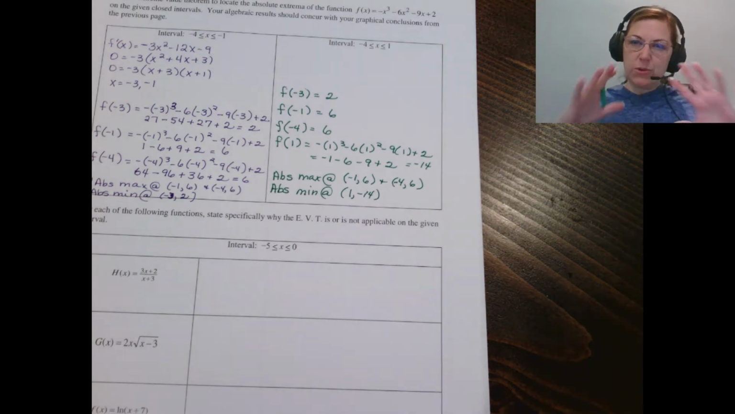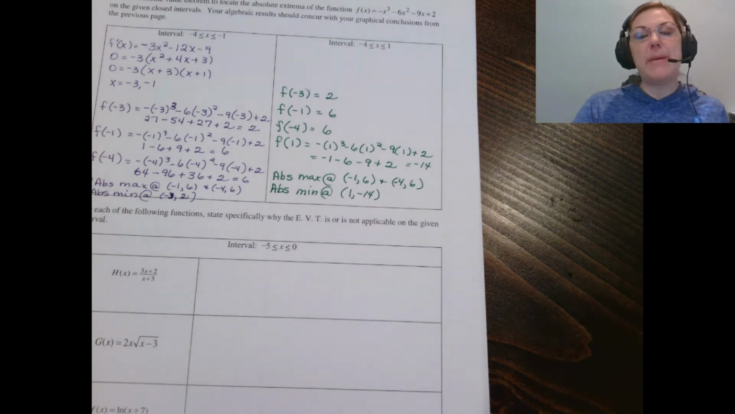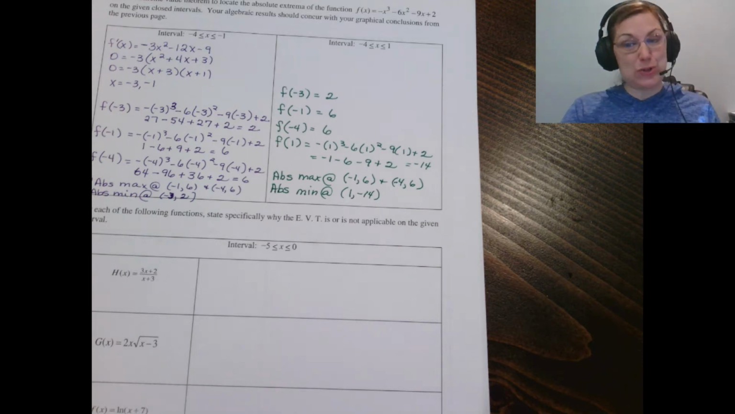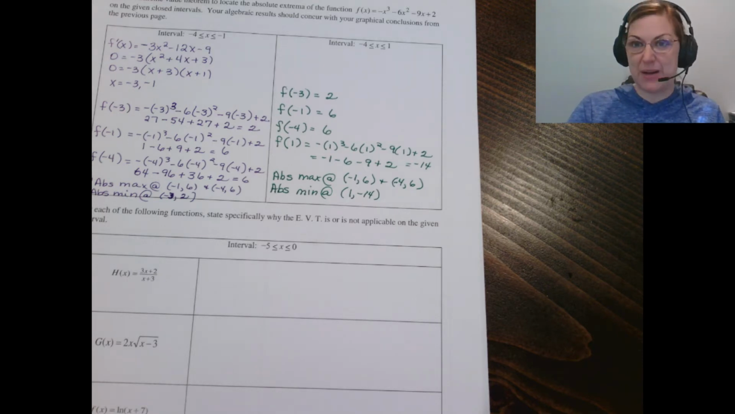So when you change the interval, you must also consider that your absolute extrema possibly might have changed.